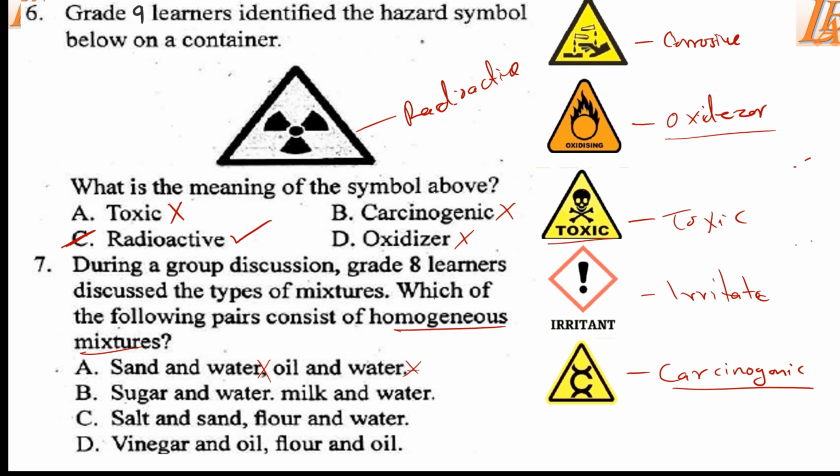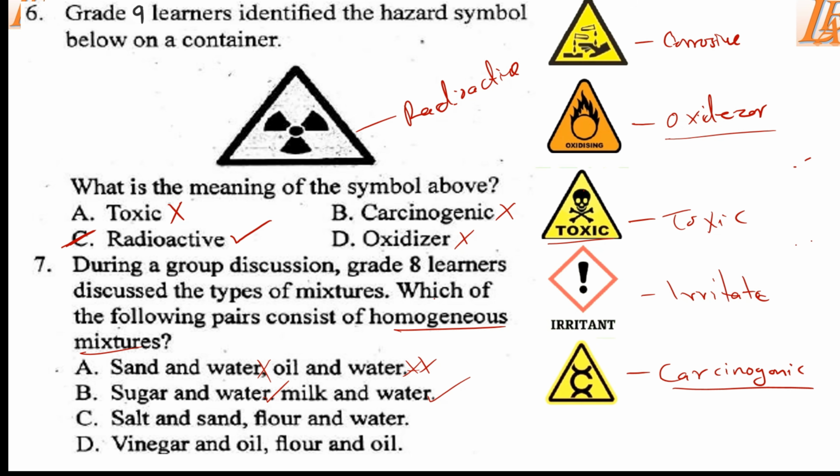So A cannot be a homogeneous mixture. Sugar and water, this one is correct. It is a homogeneous mixture. Then milk and water, this one is also correct. It's a homogeneous mixture. If you mix milk and water or sugar and water, you cannot distinguish where the sugar is or where the milk is or where the water is.